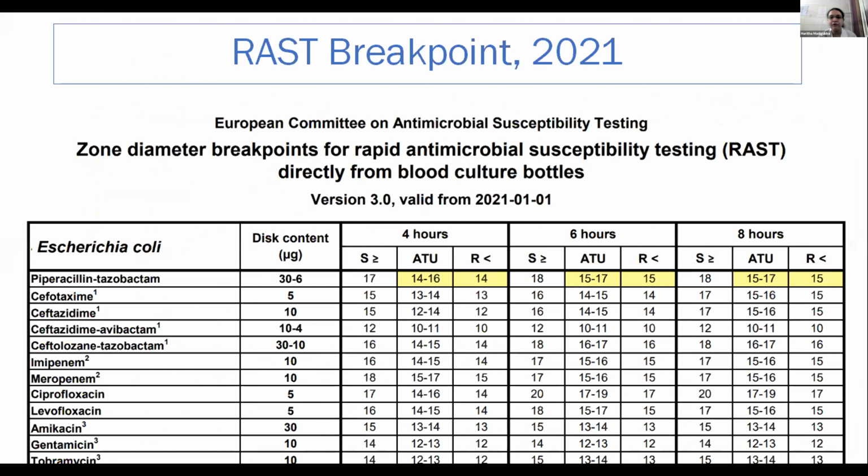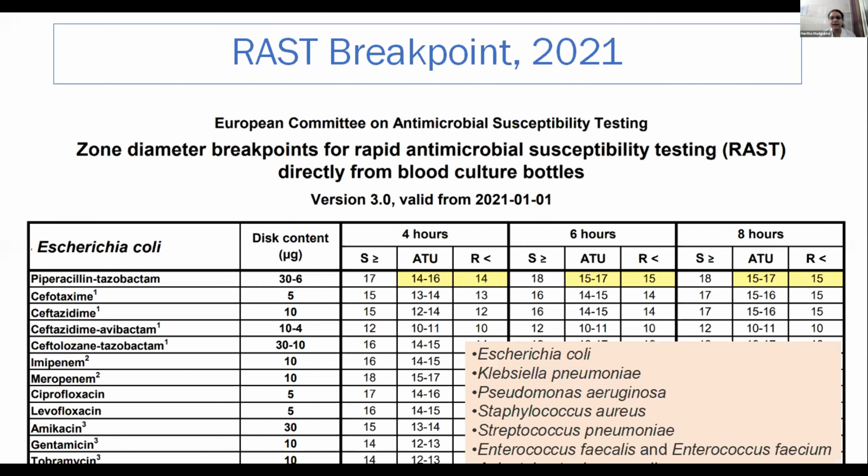So here you can see for E. coli, they've mentioned certain time, that is after 4 hours, the sensitive diameter should be like 17. If it is more than or equal to 17 mm, it will be susceptible. After 6 hours, it should be 18, and after 8 hours, it should be 18 mm for the susceptible. So this is how EUCAST has given a separate document for the DST.